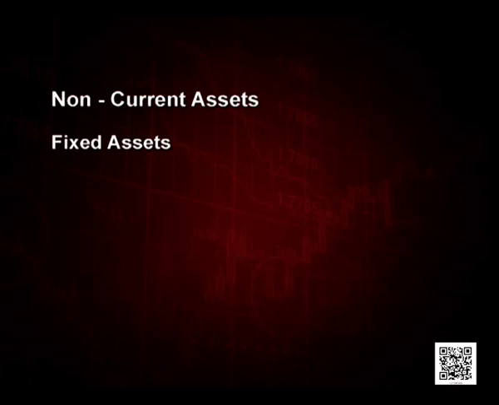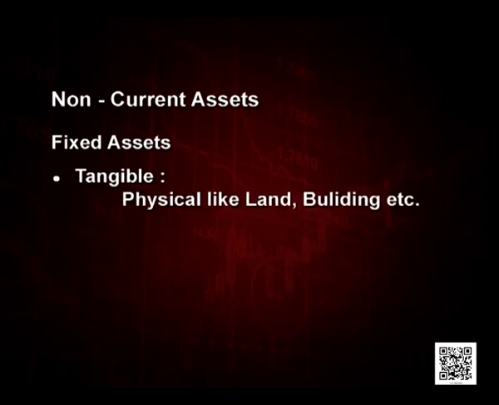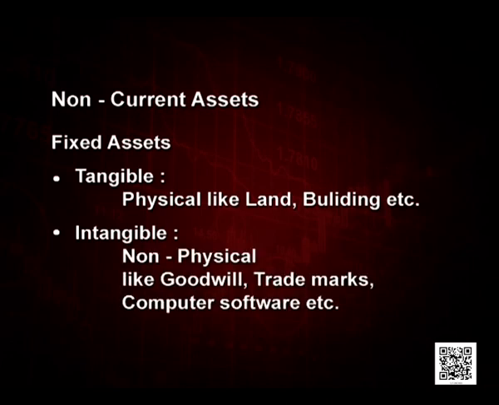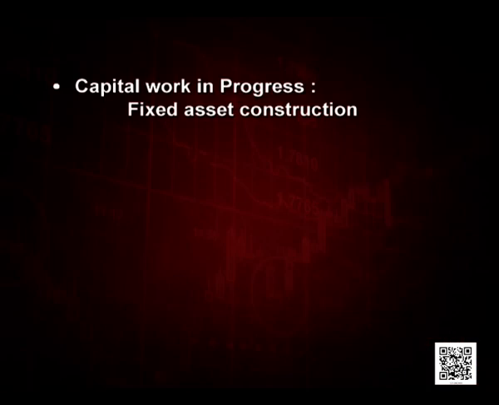Fixed asset, in which we have to tell the detail what are the tangible fixed assets. Now tangible means which are physical like land, building, etc. Then next point is intangible assets which are non-physical like goodwill, trademarks, computer software, etc. Next is capital work in progress. Suppose we are constructing a fixed asset. Now this capital work is still in progress and it will result in creation of an asset. So this also comes under fixed asset.